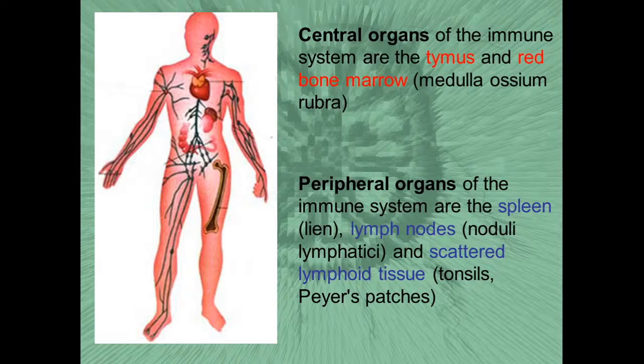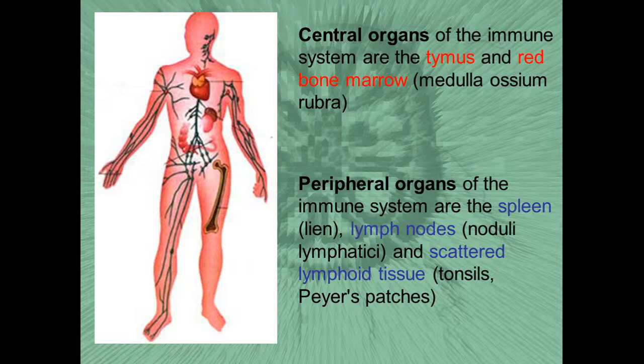Then let's talking about the organs of the immune system. Immune system include the central and peripheral organs of immunogenesis. Please remember, central organs of immunogenesis are represented by two organs only. This is the thymus and red bone marrow. That's all. All another are the peripheral organs of immunogenesis.